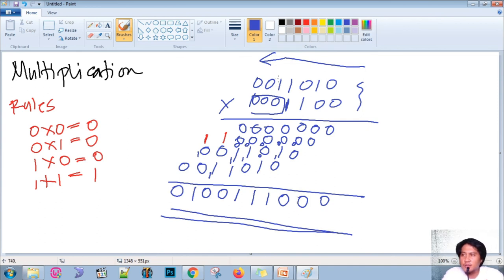So 0 0 1 1 0 1 0 multiplied by 0 0 0 1 1 0 0 is equivalent to 0 1 0 0 1 1 1 0 0 0.